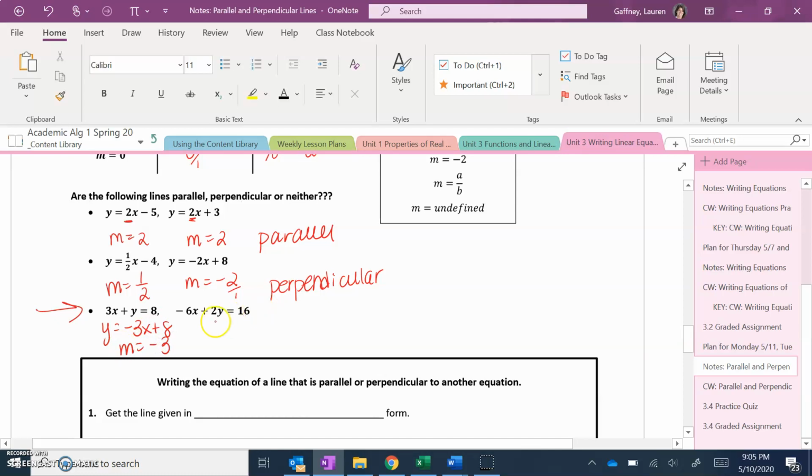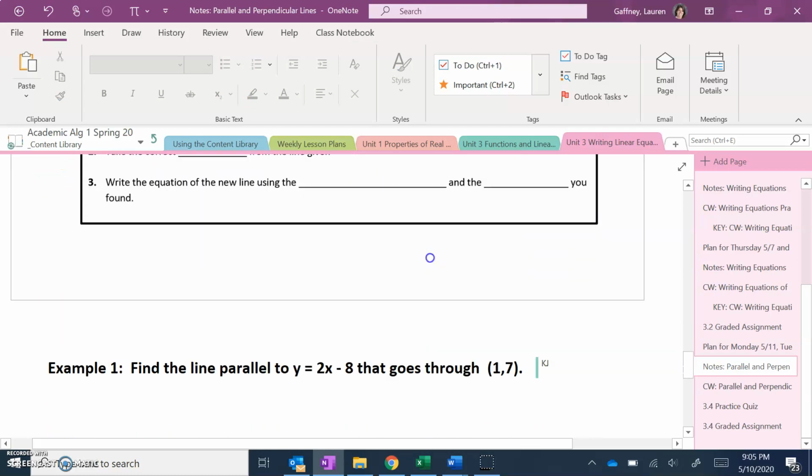In this one, we would add 6x over, and then we would divide everything by 2. So I get 3x plus 8. So here my m is 3. So here I have a slope of -3, and here I have a slope of 3. They're not the same, so they're not parallel. Now, they do flip signs. I go from negative to positive, but I don't flip the fraction, so they're not reciprocals, so this would be neither.